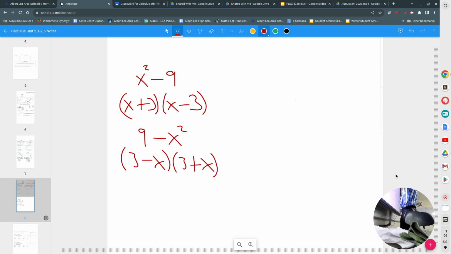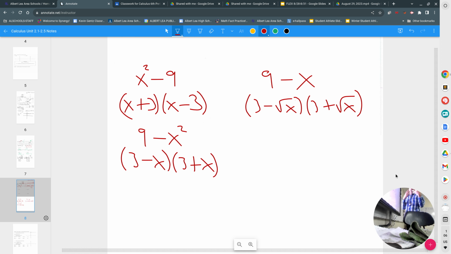Suppose you had an expression of 9 minus x. And you would say, well, that doesn't look like it really factors, does it? Because you do have a perfect square here, but that is not a perfect square. But isn't everything a perfect square? For example, what do you multiply by itself to get 5? The square root of 5. So what do you multiply by itself to get x? The square root of x. So this actually does factor to be 3 minus the root of x times 3 plus the root of x. And so we can factor that.